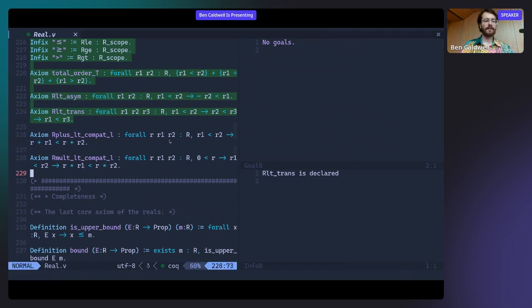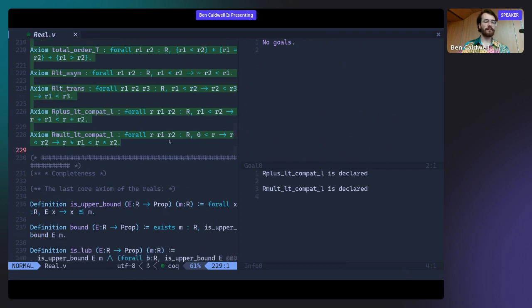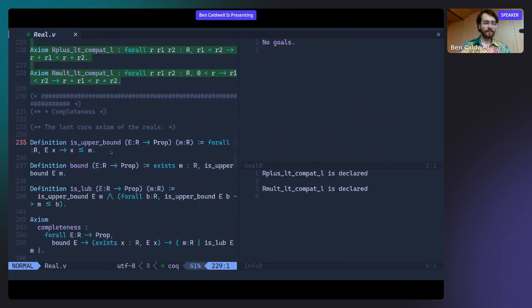All right, so we're going to have our compatibility lemmas, which just tell us how addition and multiplication work with respect to these orderings. And the final core axiom that we need is upper bounds. Completeness is going to say that every set, every collection, which can be given by some formula typically, has a least upper bound in particular.